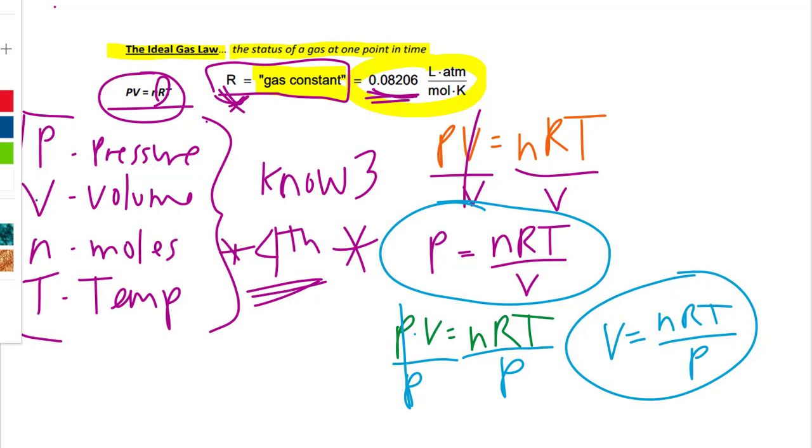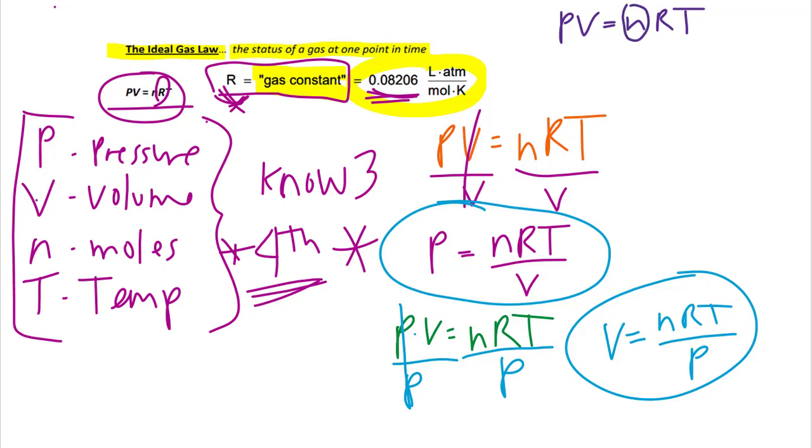What if I wanted to find moles? So if I know that PV equals nRT and I want to find n, I have to get rid of everything that is attached to n. So I'm going to divide both sides by RT. So moles is equal to pressure times volume divided by my gas constant, R, times temperature.